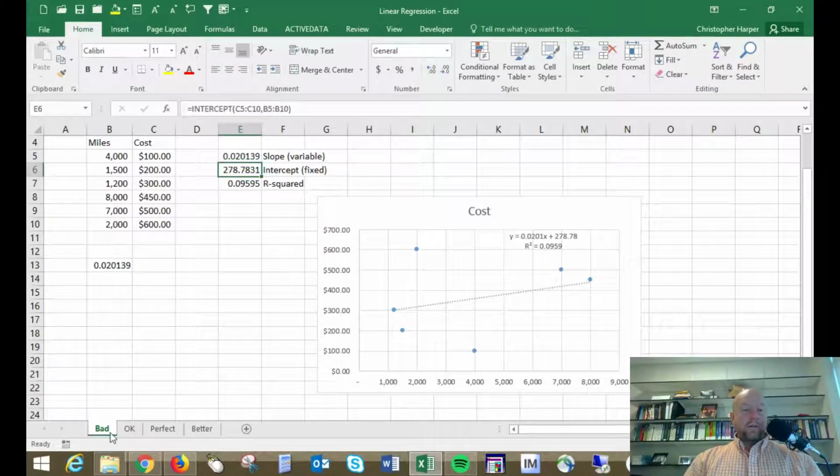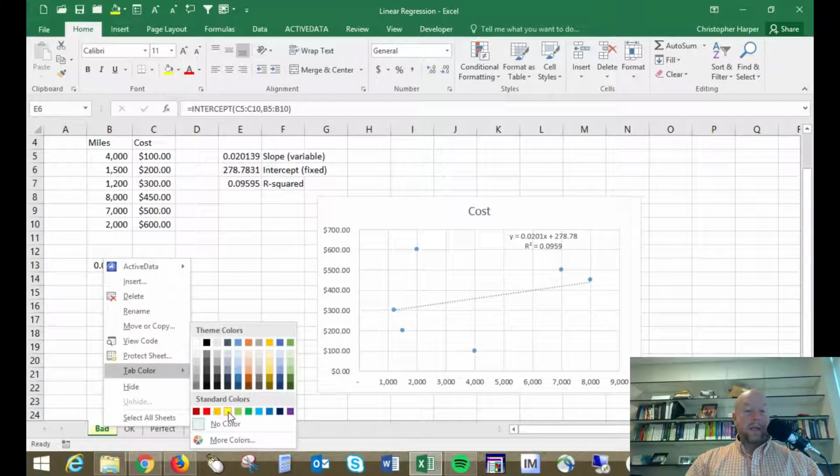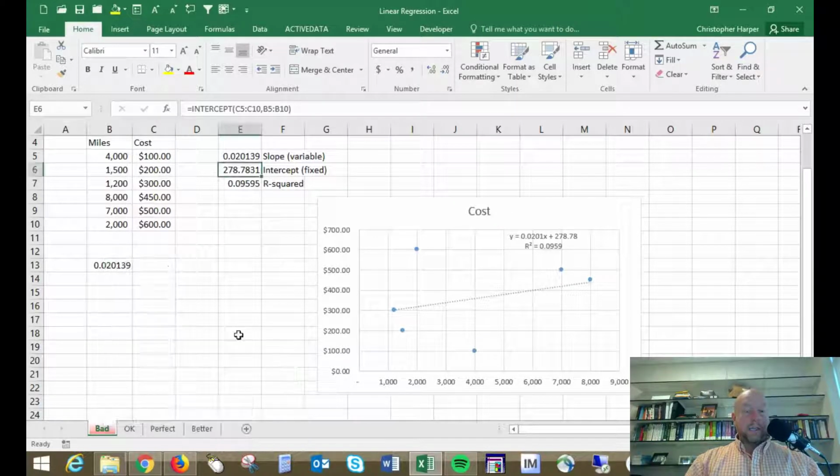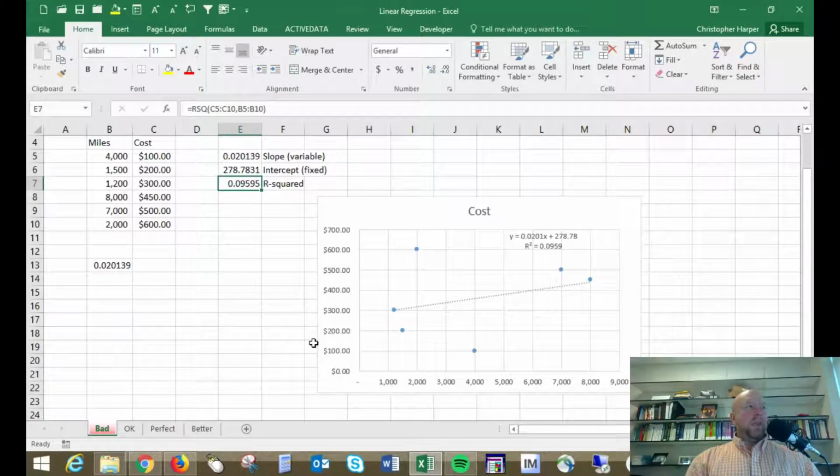So you might have noticed right here, if you look at this tab color over here, that I labeled this as bad. And I purposely did that. I made some data that has a really low R squared. And R squared really is a measure of the goodness of fit. It is a measure of how well the function that we come up with will predict costs at any particular level.